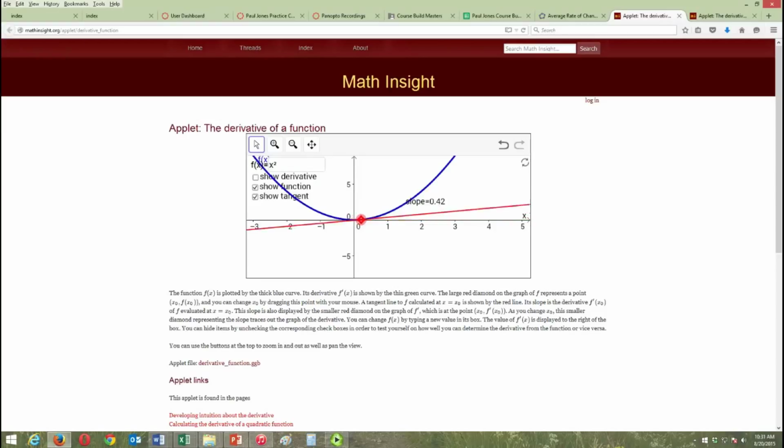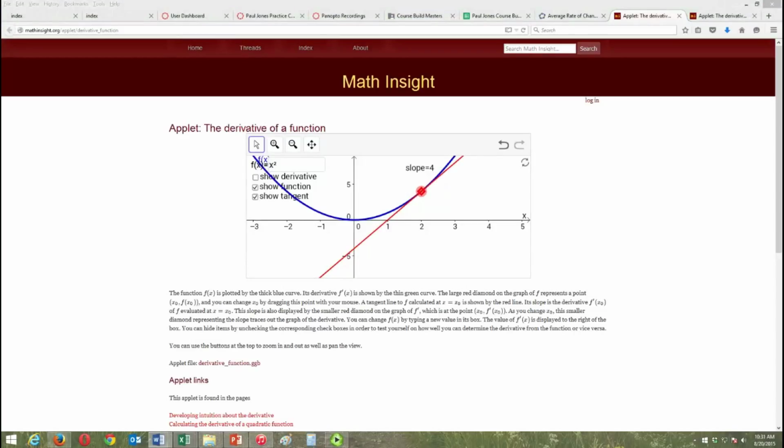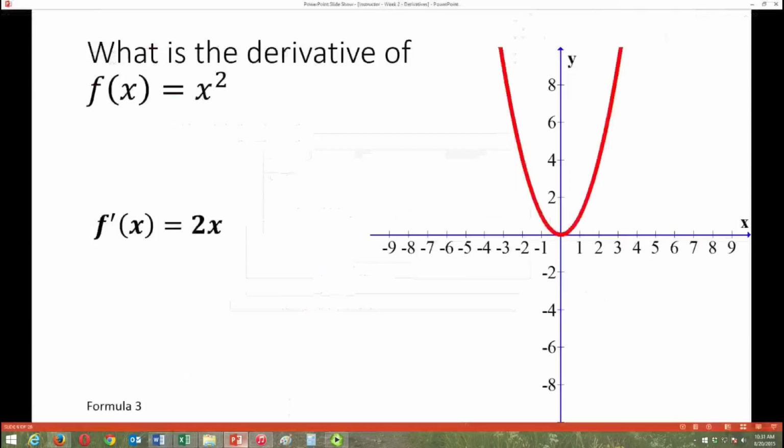Notice how when I move the point I'm looking for to the right of 0, the slope of the tangent line is positive. This corresponds to our function f prime of x equals 2x. If we plug in a number to the left of 0, the derivative is negative: 2 times negative is negative. If we plug in 0, the derivative is 0: 2 times 0 is 0. If we plug in a number to the right of 0, the derivative is positive: 2 times positive is positive. These all correspond to the way our tangent line behaves.